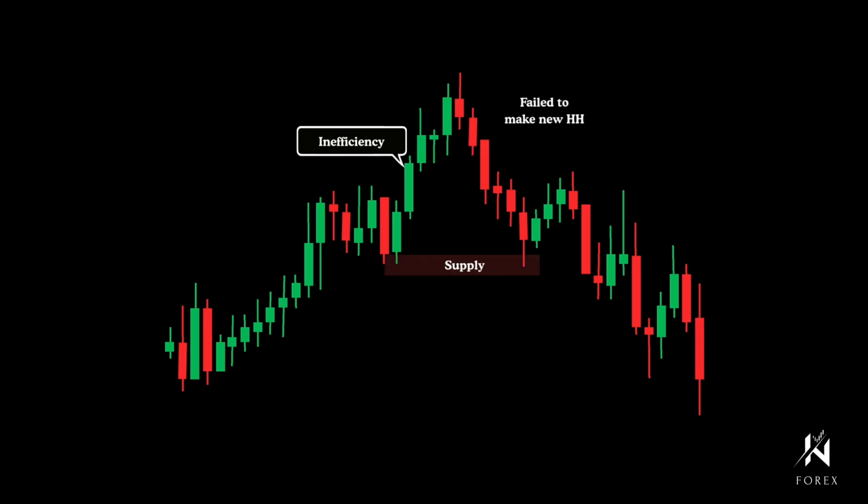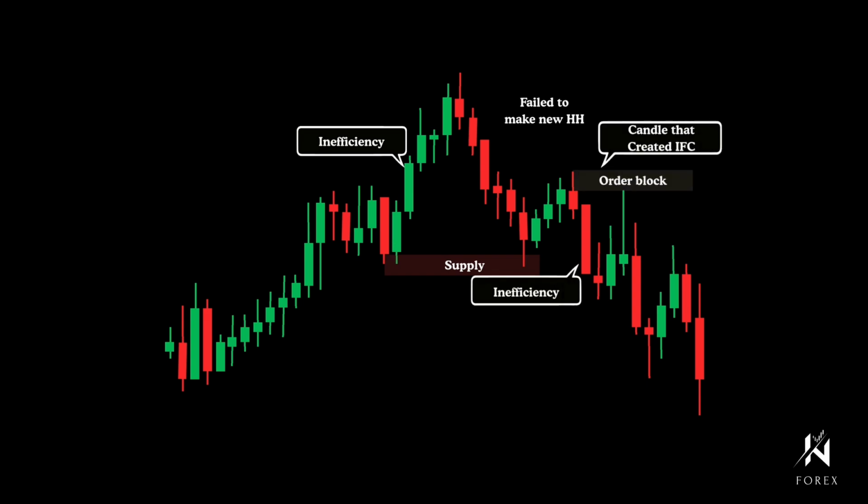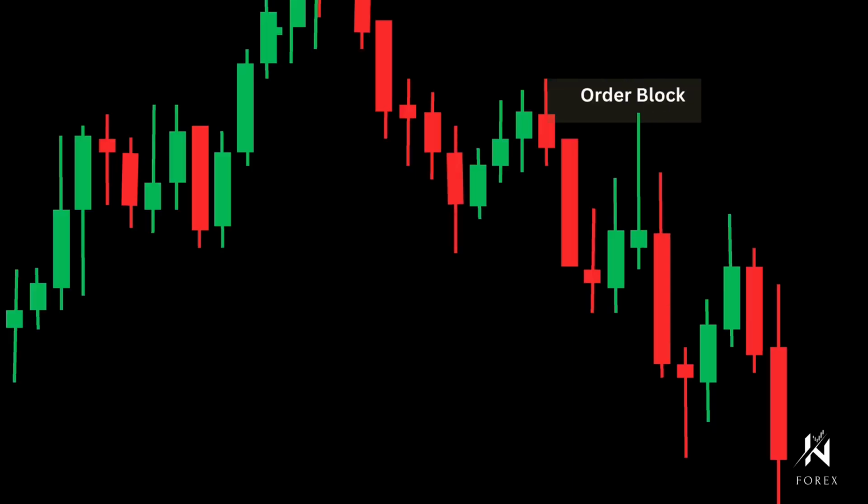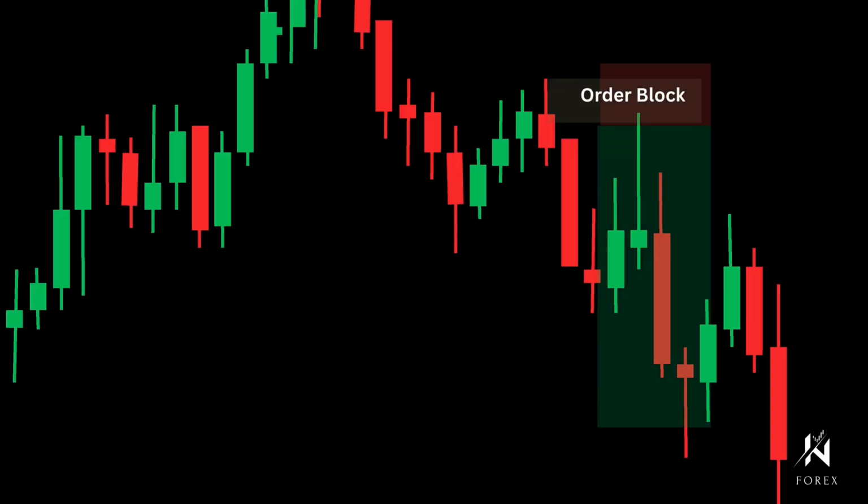Instead, it pierces back through the supply zone with an inefficient move, turning this specific candle into an ideal order block, presenting a solid short trade setup. Here's how we execute the trade. We place a sell limit order just a spread size below the identified order block zone. Our stop loss is positioned a few pips above the high of the order block. For the take profit, we aim for the next significant demand zone visible on the higher time frame.